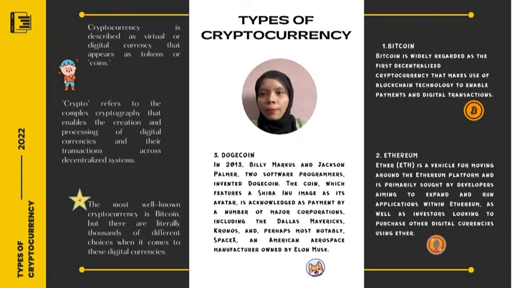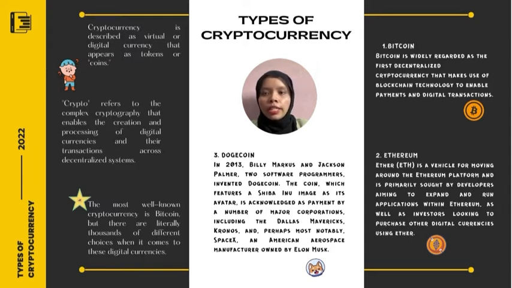Firstly is Bitcoin. Bitcoin is widely regarded as the first decentralized cryptocurrency that makes use of blockchain technology to enable payments and digital transactions. The second one is Ethereum. Ether is a vehicle for moving around the Ethereum platform and is primarily sought by developers aiming to expand and run applications within Ethereum, as well as investors looking to purchase other digital currencies using Ether.